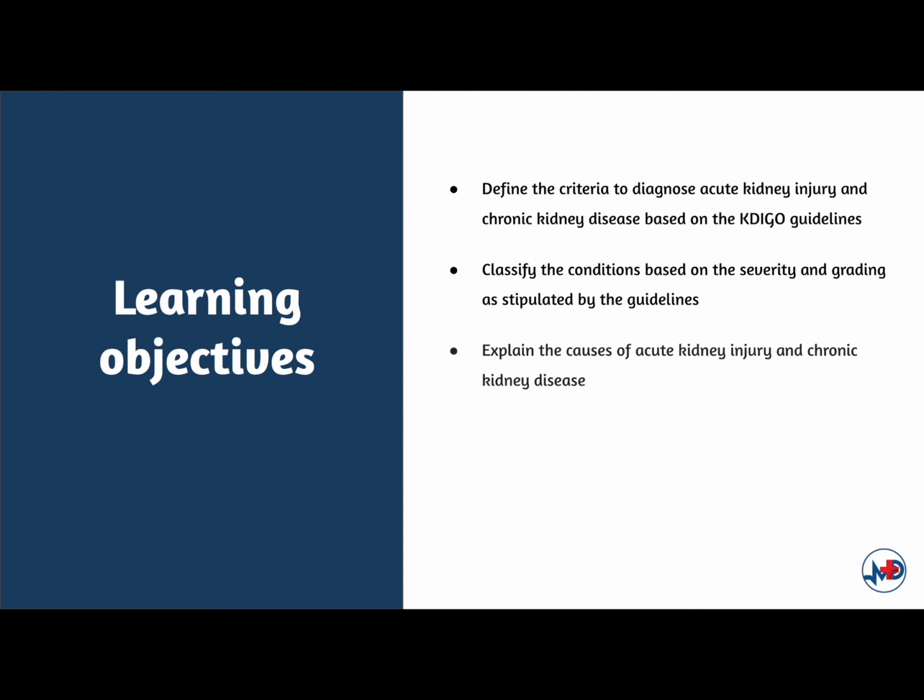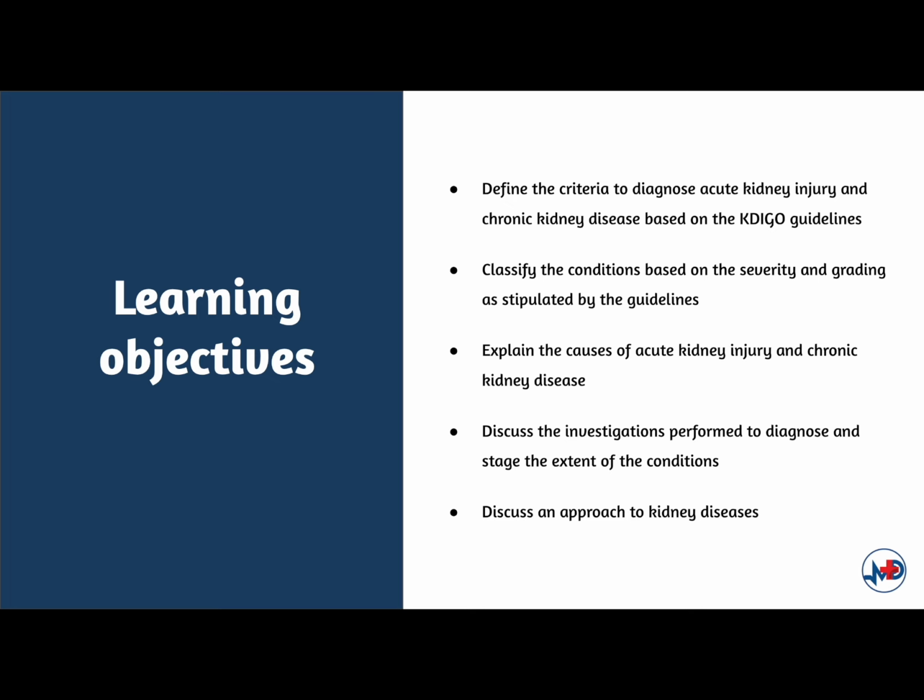By the end of this session, you should be able to define the criteria to diagnose acute kidney injury and chronic kidney disease based on the KDIGO guidelines, classify the conditions based on the severity and grading as stipulated by the guidelines, explain the causes of acute kidney injury and chronic kidney disease, describe the clinical presentation of a patient with acute kidney injury and chronic kidney disease. You should also be able to discuss the investigations performed to diagnose and stage the extent of the condition, and finally, discuss an approach to kidney diseases.